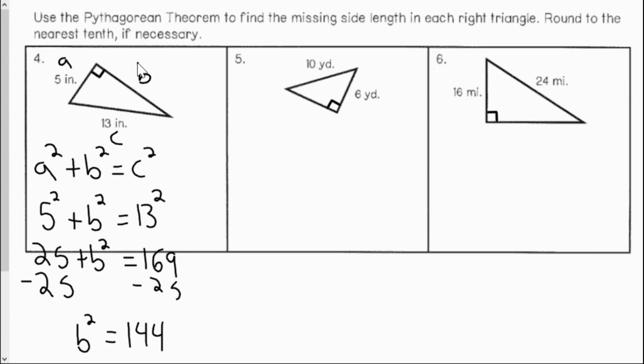Again, taking the inverse of my square, I square root. So b will equal the square root of 144, which is 12. My units here was inches, so my side length is 12 inches.